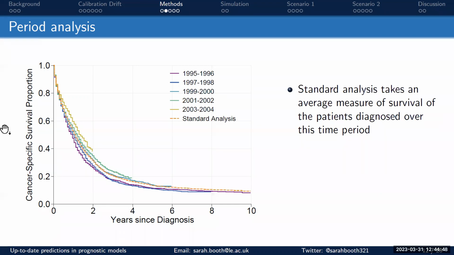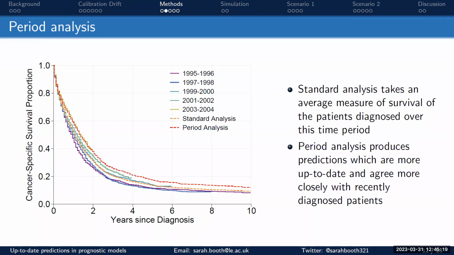And then if we just did the standard analysis and analysed all of these people together, not accounting for any of these improvements, we end up with this orange dashed line. And this is really good for summarising what your average survival is in this cohort of patients. But you can see if we want to try and predict survival for patients diagnosed in 2004, it's actually not a very good estimator. And it looks like you're going to be underestimating survival by quite a bit. But this is the basis of what's usually done in prognostic modelling. So I'll talk about the details of period analysis a little bit later.